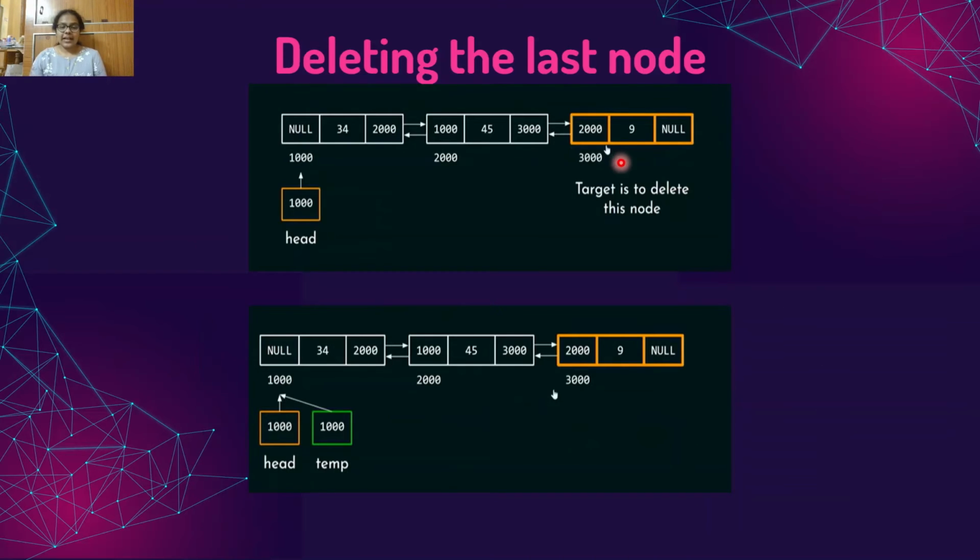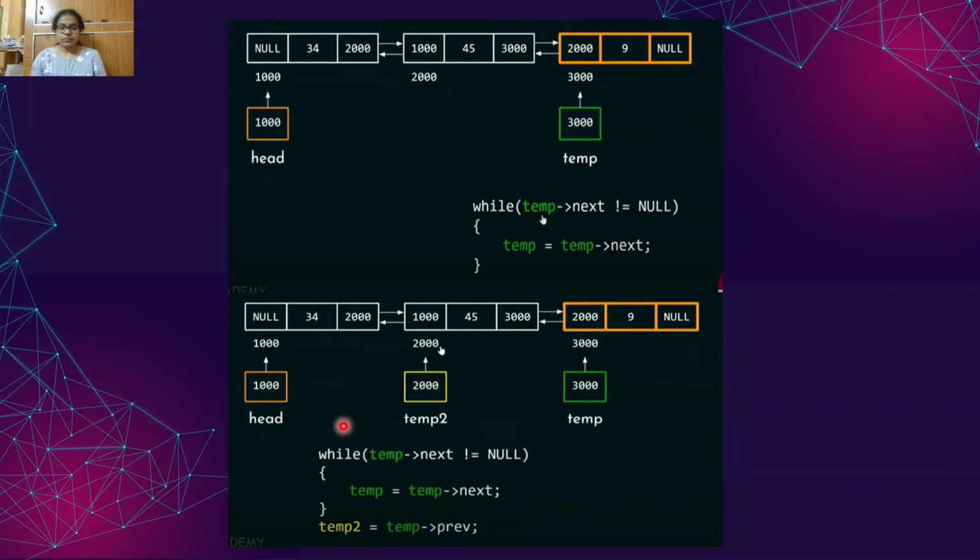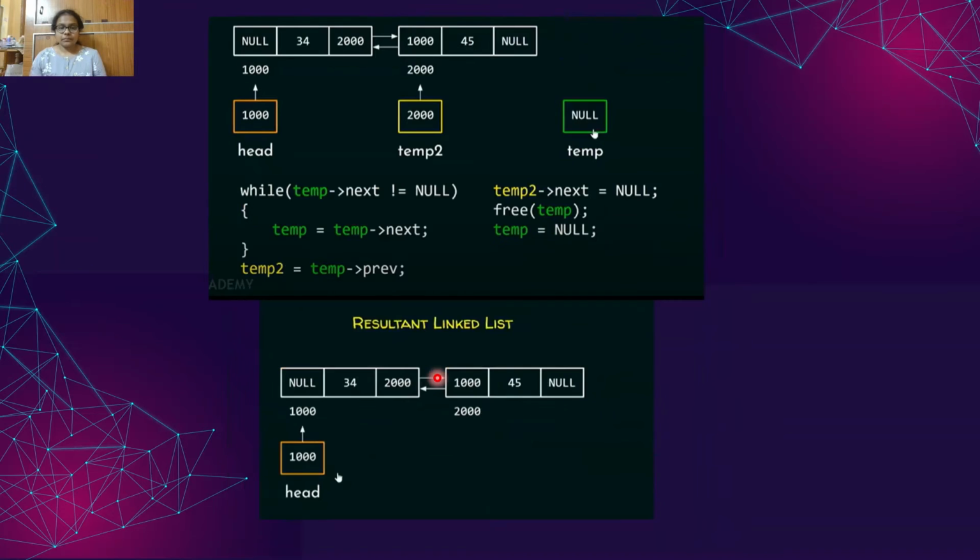So now deleting the last node, our target is to delete this last node. In order to do that, we add the temp pointer over here, and with this piece of code, the temp goes to here, and temp2 is added to the previous of the temp, and now the temp becomes null, so this gets deleted. So this is the resultant linked list of our deletion at the end.